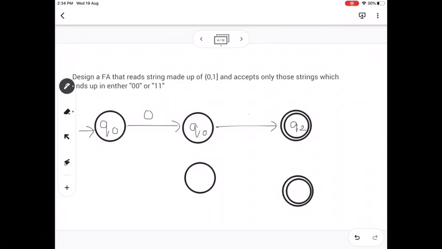So whenever such a problem is given, first draw for the substring which they have asked and then you complete the remaining. So that is a simple trick to remember. They have asked for 0 0 and then for 1 1. So I have drawn for 0 0 and 1 1. Okay, now you just have to complete with all the inputs at all the states. So at Q0 I have already done both the inputs.